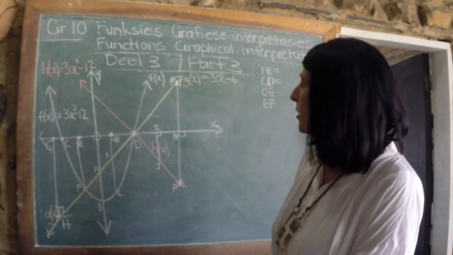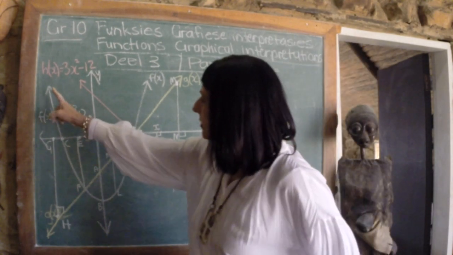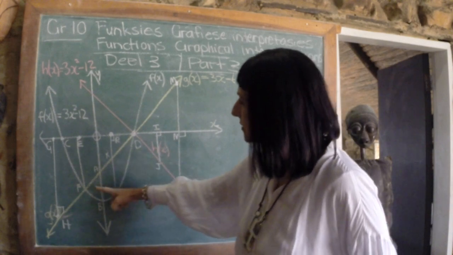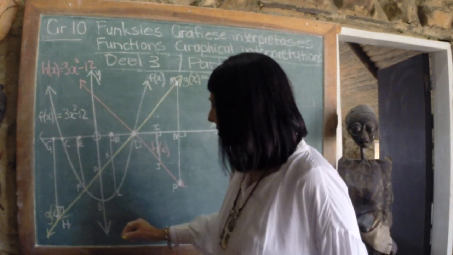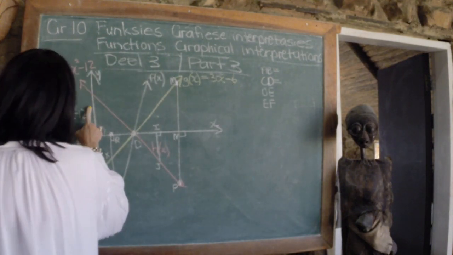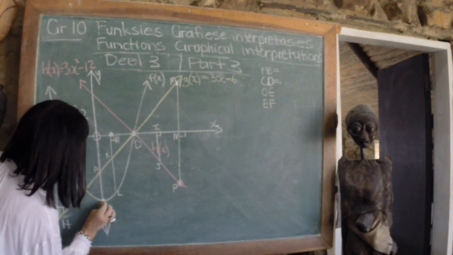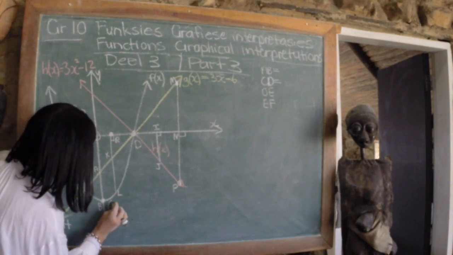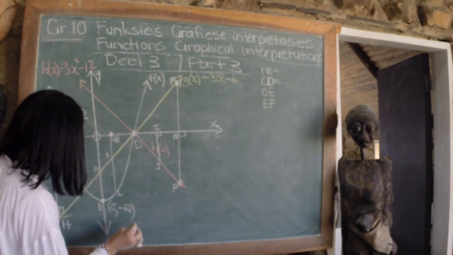Kom ons gaan kyk gou na drie funksies op hierdie Cartesiese vlak. We've got a parabola, fx. Can you see the parabola, smiley face? Hy gaan hierso deur die waarde. If you looked at the equation there, the q value equals -12. So this b coordinate will be 0, -12. So you can write it on so long.